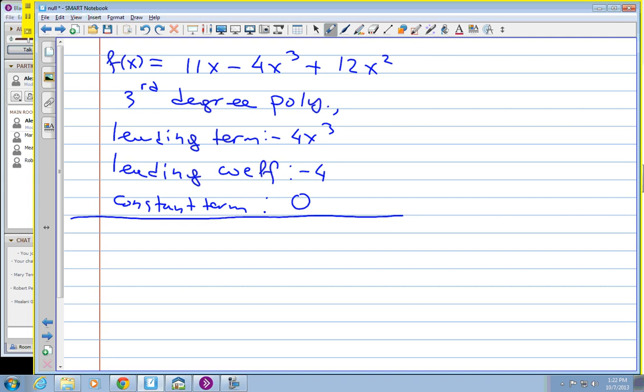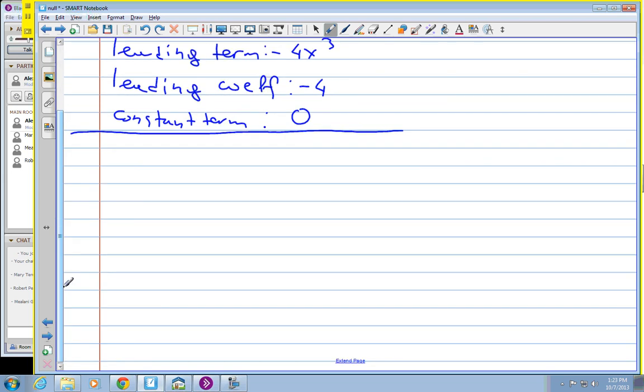Now, the reason why we talk about these definitions is that the leading term and the leading coefficient, that whole term right there, tells us a lot about what the graph of this function is going to look like. It will actually tell us in the long run what the general shape of a polynomial graph would look like. So we're spending a lot of time just looking at that leading term.